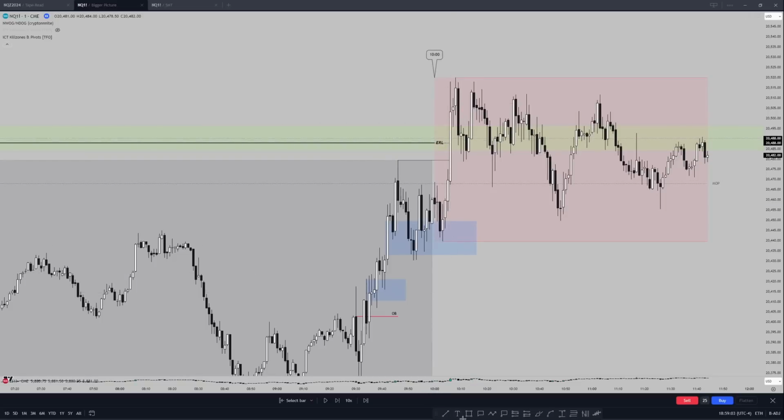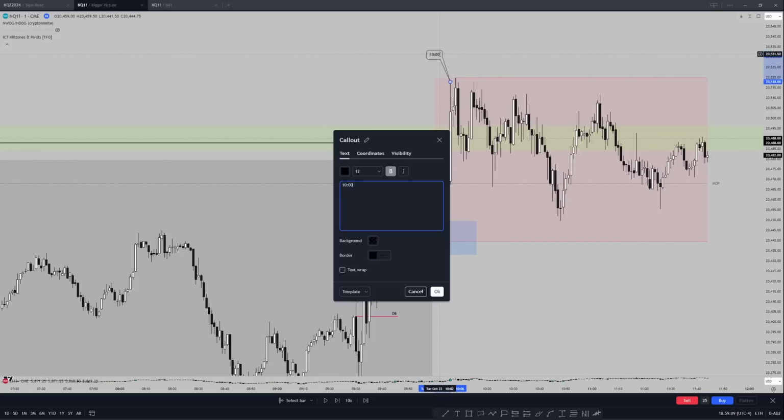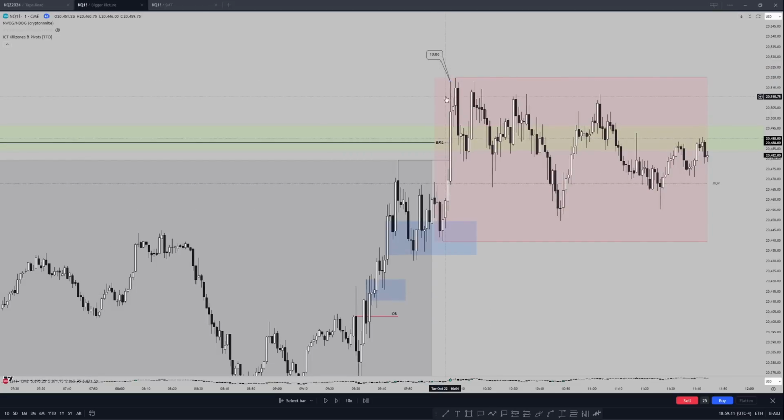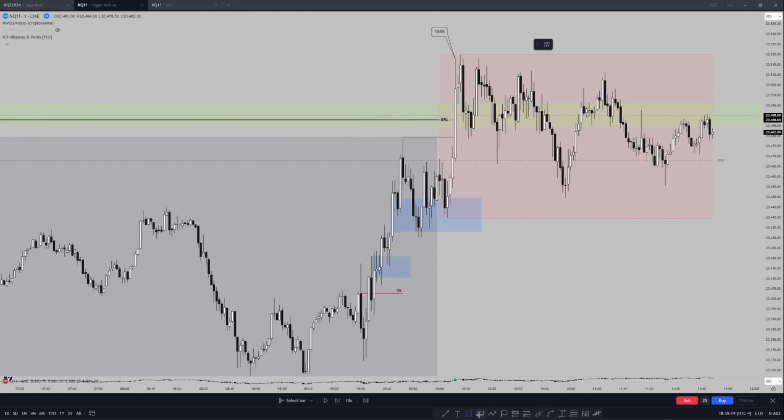What time do we form this at? 10:06. Does this high need to be formed? Does this high need to be ran out again? No. So we would be done for the day. 10:06. So from entry from order block and fair value gap up to here to the London high, 54 points. Perfectly fine. Right? And if you can just find one of these per week, you're good.